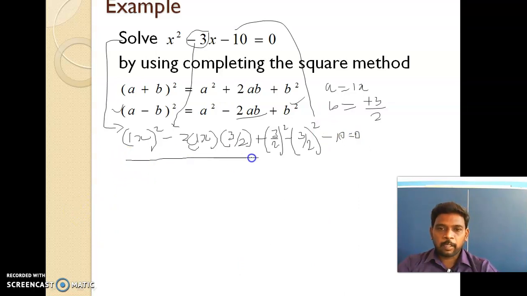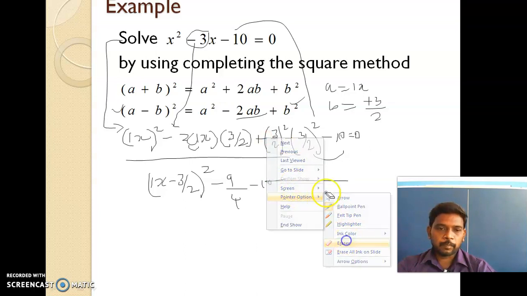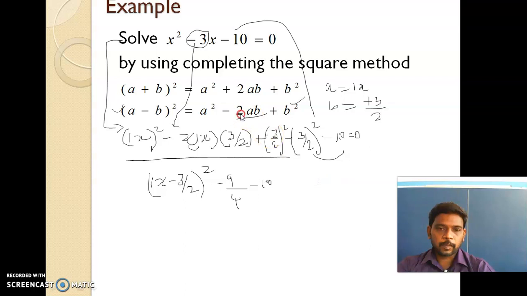So for the first 3 terms, we can write in the formula format, that is (a minus b) whole square. So a is nothing but 1x and b is 3 by 2, so (3/2) whole square. And the last 2 terms: when we apply the square, 3 square is 9 and 2 square is 4, and minus 10, equal to 0.